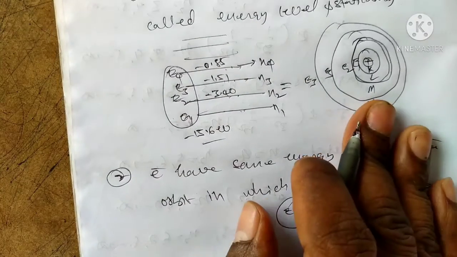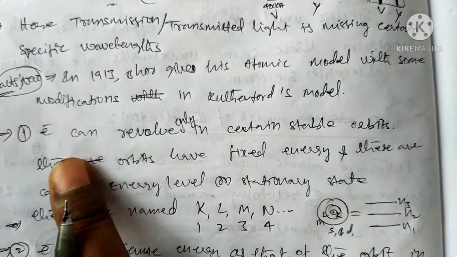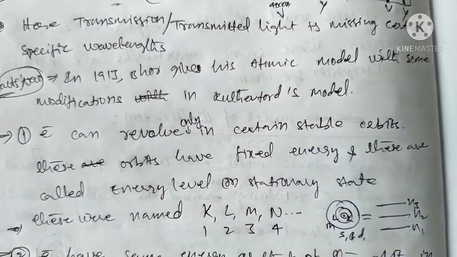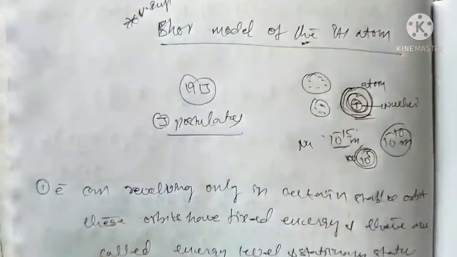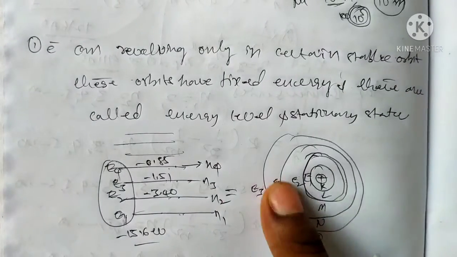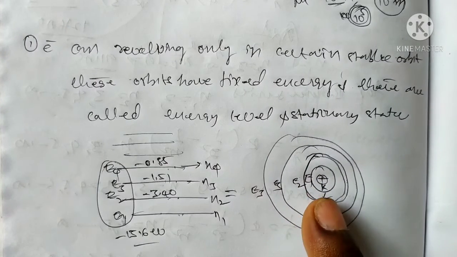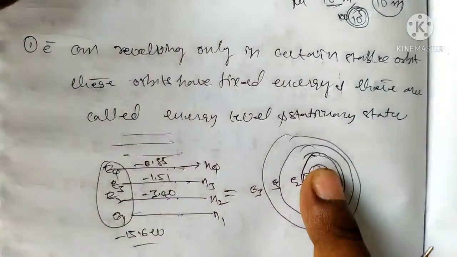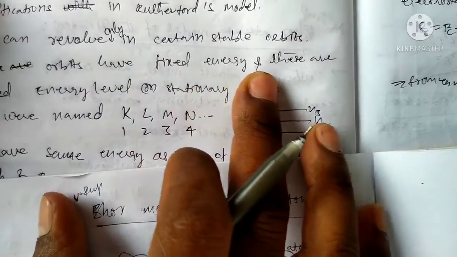Now we can explain here. See here, the first postulate is that the electron revolves only in a certain stable orbit. Stable orbit means, here, like this: a certain stable orbit, that is S, P, D, or K shell, L shell, M shell, like this, from certain fixed energy levels.